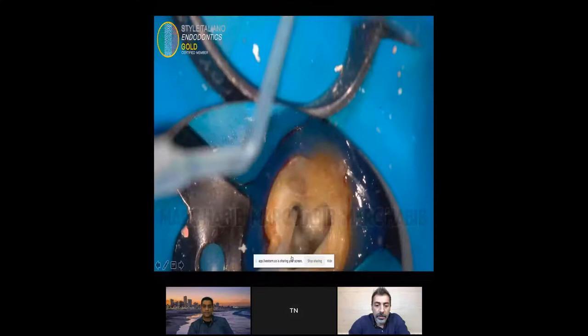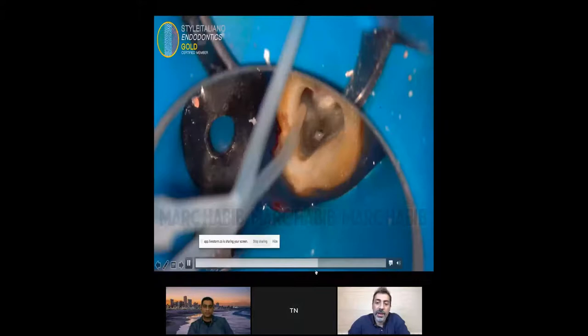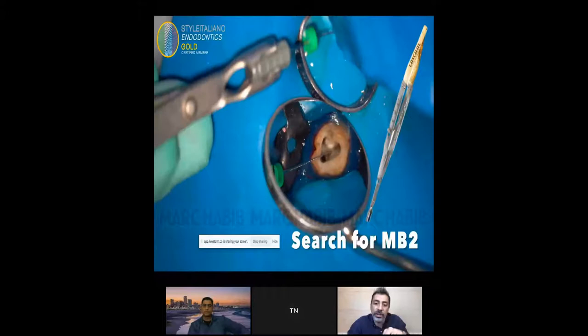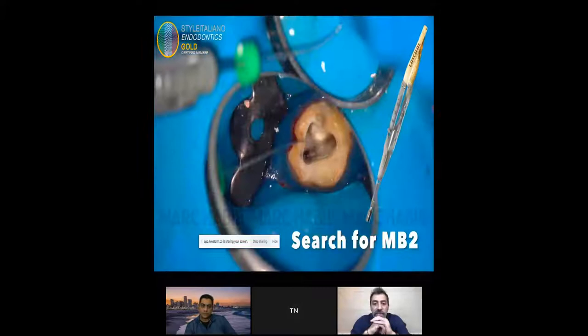So here I am drying after shaping my three canals. I am drying, and I can see that in the mesiobuccal canal, the shape of the canal is not 100% one canal. So I had doubts of having an MB2 canal. So here I was searching for my MB2 canal.